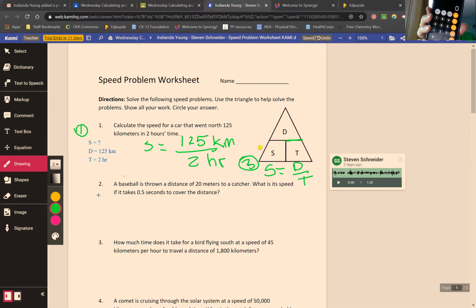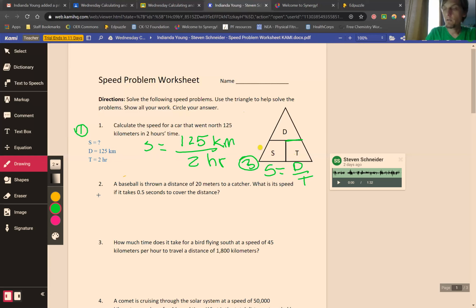I found my calculator. The way you plug this in is as a division problem. So speed is 125, and then I push the divided sign, 2, equals. All right, and that's my answer, 62.5.